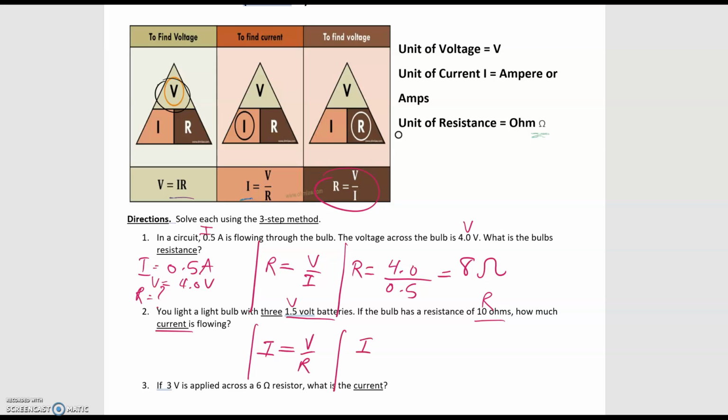And I will be 1.5 voltage over 10 ohms. You know your answer is going to be in amps. So put 1.5 in your calculator and divide it by 10 and you get 0.15 amps.